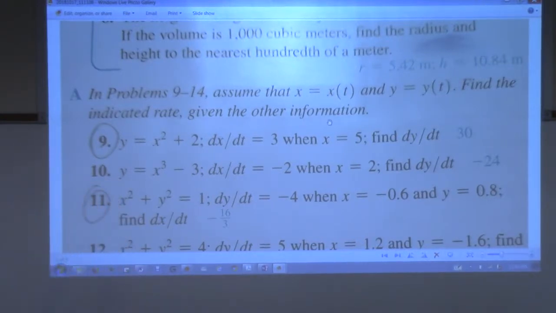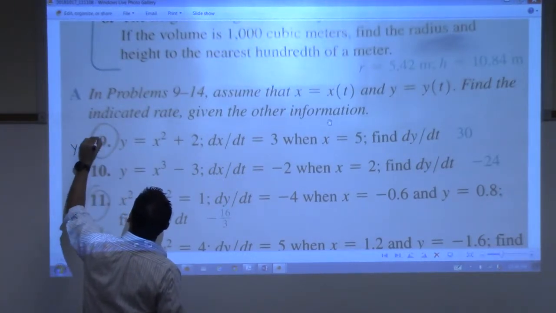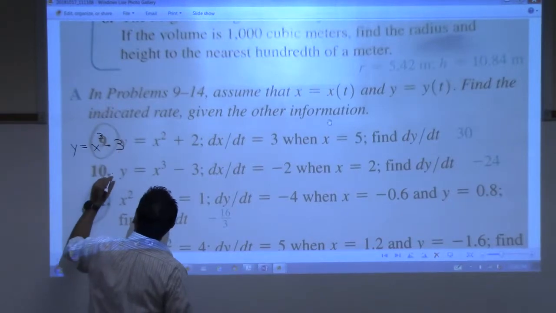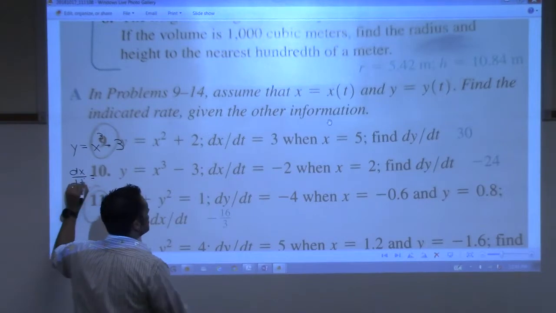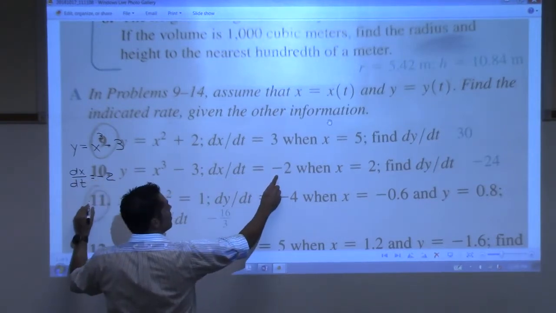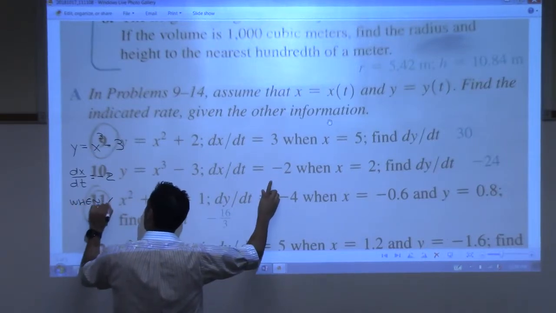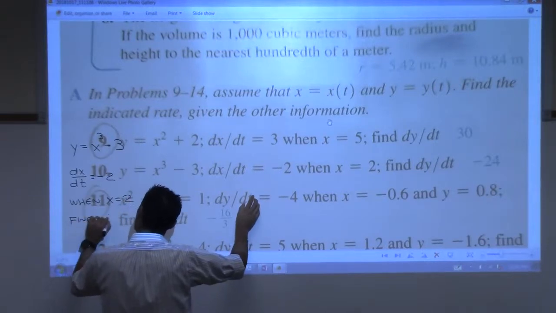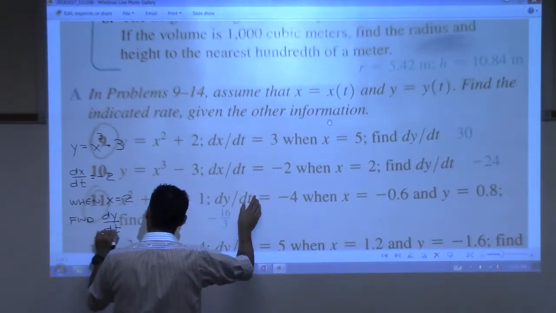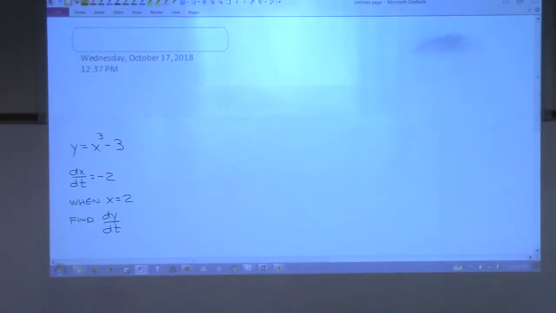So we have y equals x cubed minus 3. We're given that dx/dt is negative 2 when x is 2. And we're asked to find dy/dt. Sorry, this is so messy with me writing that down, but I'll get it out of here. Okay, so there we go.